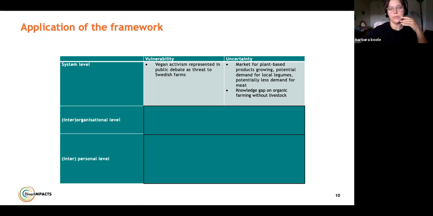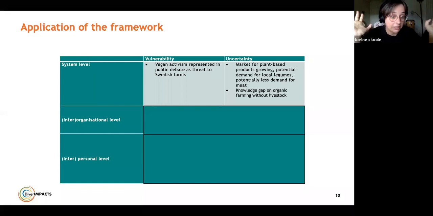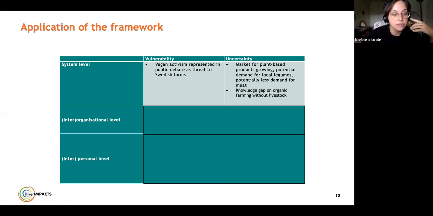Then on the uncertainty level, there's a growing market for plant-based products, which has a potential demand for local legumes, however, also potentially less demand for meat and dairy, of course, in case of veganism, meat in case of only vegetarianism. And in addition to this, there's also a significant knowledge gap. There's some knowledge, but not enough in the eyes of many on how you actually do organic farming without livestock.